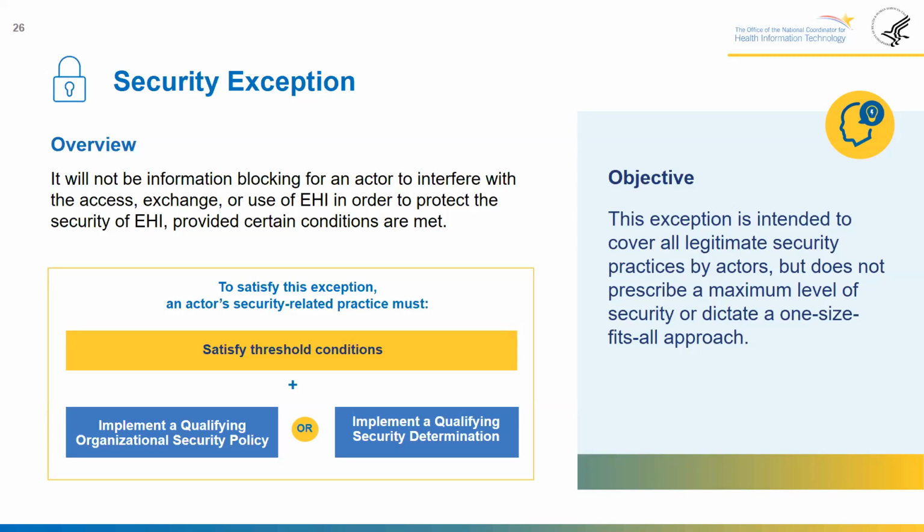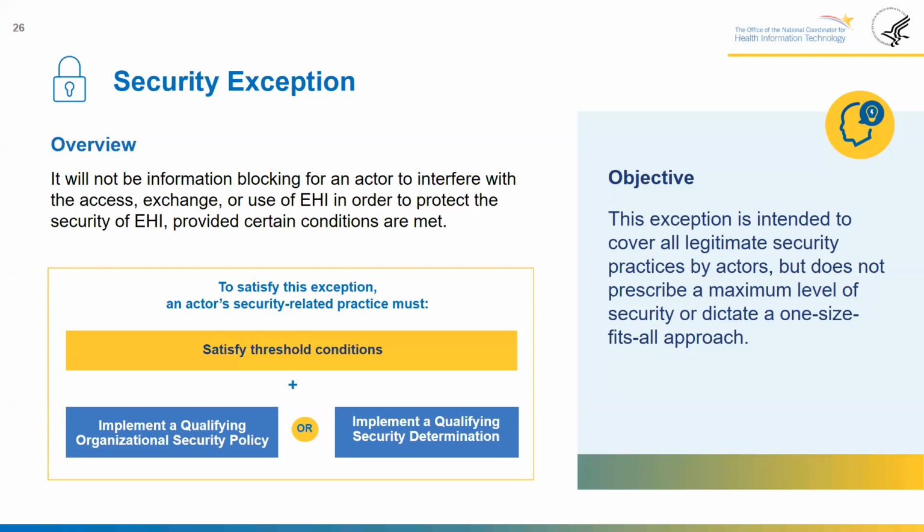The exception does not apply to all practices that purport to secure EHI, but instead it's only available when the actor's security-based practice satisfies the conditions of this exception. As you can see on the screen here, there's some threshold conditions, which I'll talk about, as well as the requirement to implement a qualifying organizational security policy or to implement a qualifying security determination.